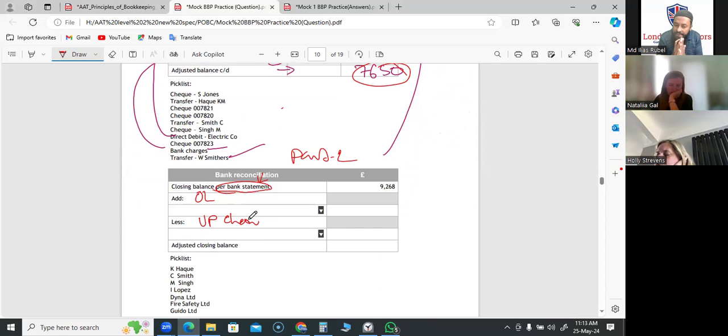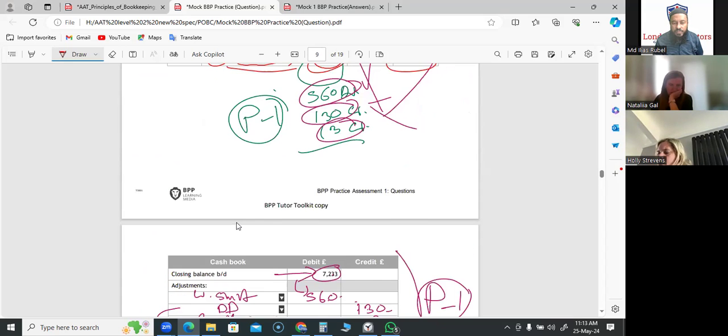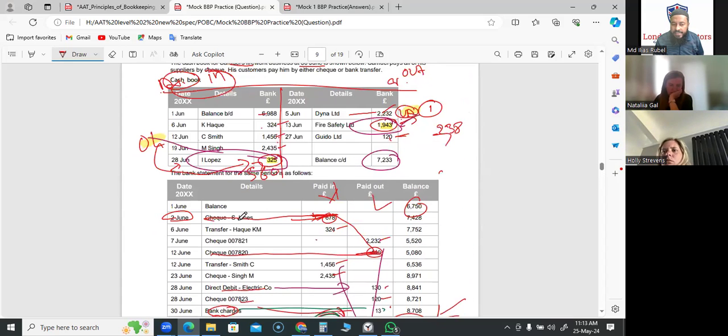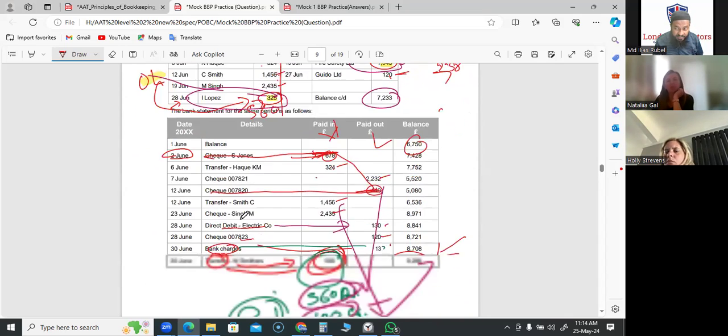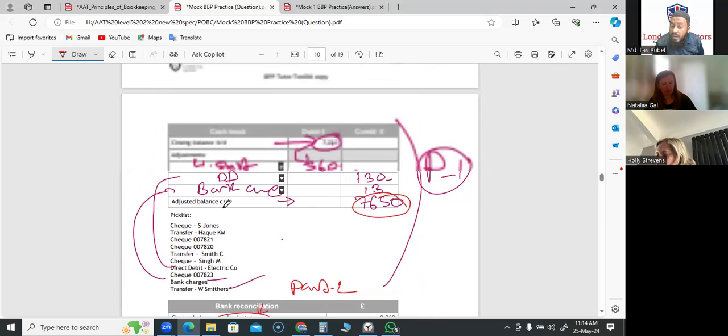You start with balance per bank statement, add outstanding lodgement. Tell me, how much is the outstanding lodgement? What is your outstanding lodgement? Do you agree that Lopez is our outstanding lodgement? 325, yes? So we've got to add that. 325 here, basically, Lopez. 325, and less unpresented check. What is your unpresented check?